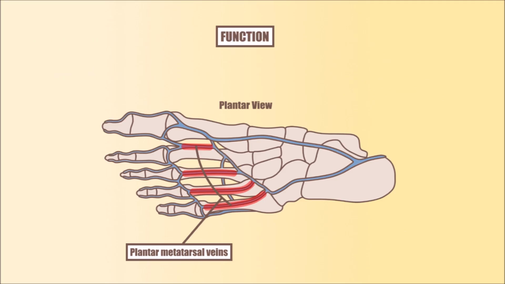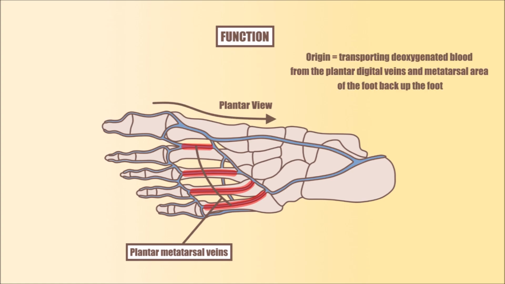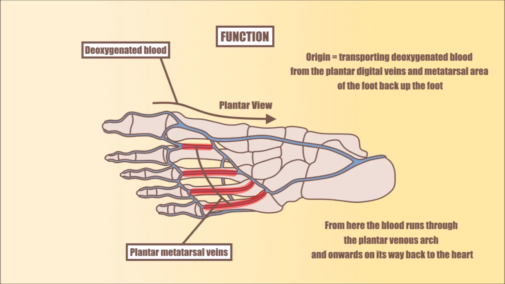What is the function of these veins? These veins function in transporting deoxygenated blood from the plantar digital veins and metatarsal area of the foot back up the foot. From here, the blood runs through the plantar venous arch and onwards on its way back to the heart. And that concludes this video on the structure and function of the plantar metatarsal veins.